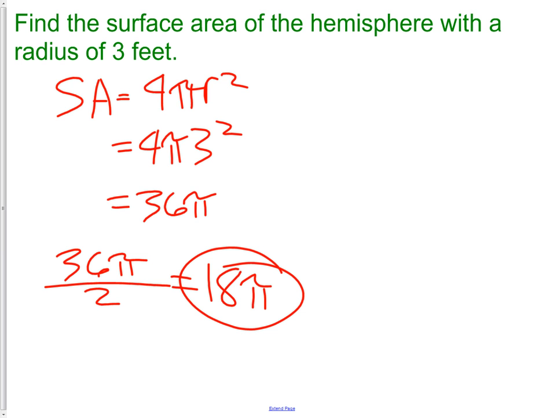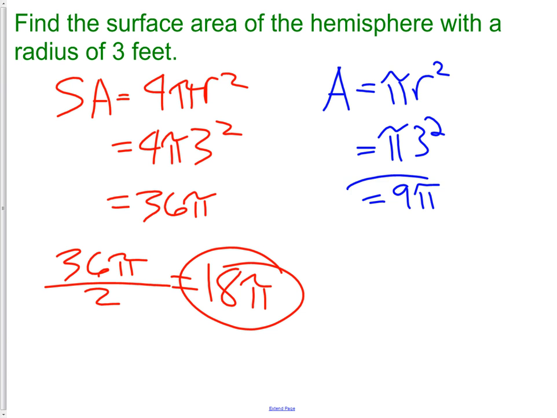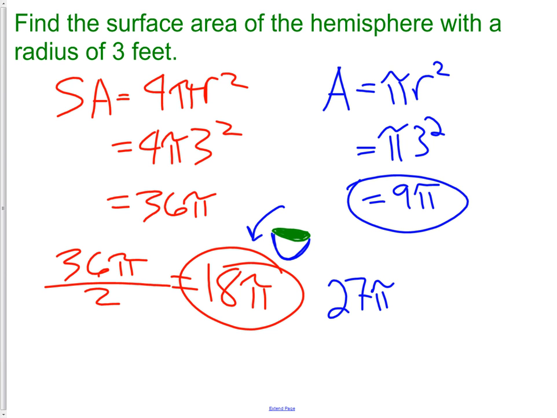We find that top part simply by doing area of a circle is pi r squared. We know the radius is 3, so it's pi times 3 squared, or 9 pi. Now we have the bowl shape of it, and we have now just figured out the top part, the part that actually makes the circle, that part that I just colored in green. So we need to combine those two together to get a final answer of 27 pi feet squared.